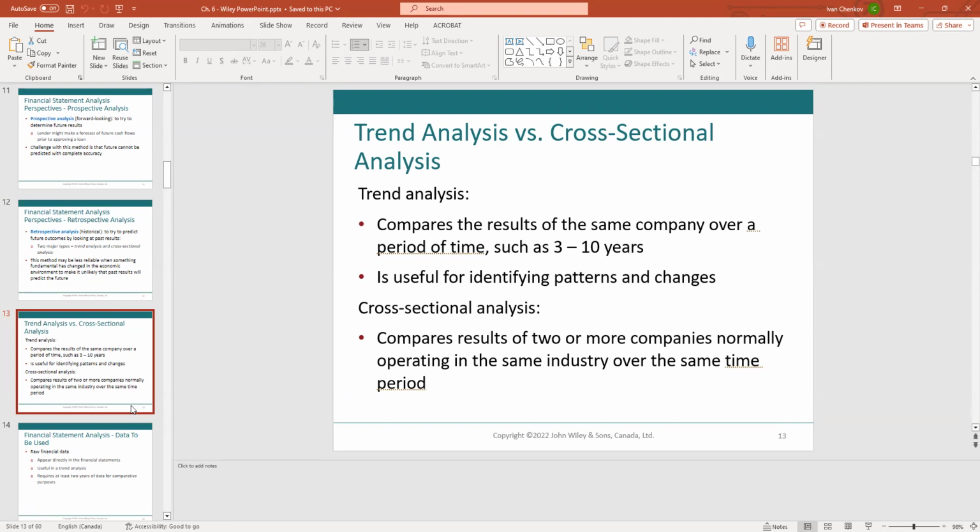The cross-sectional analysis compares the results of 2 or more companies normally operating in the same industry over the same period of time. So what we're going to do, we're going to get information from the industry about the companies, and we're going to start comparing those companies for the same period of time. But they have to be in the same industry. You cannot compare a company in IT with a company in grocery. Those are not comparable.